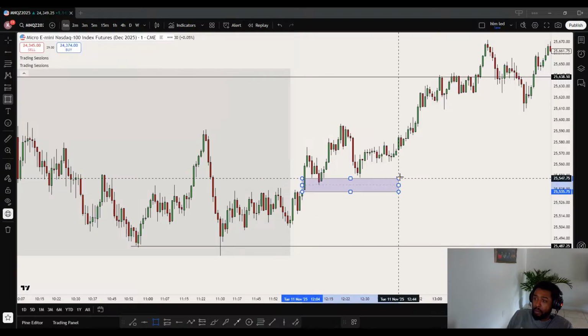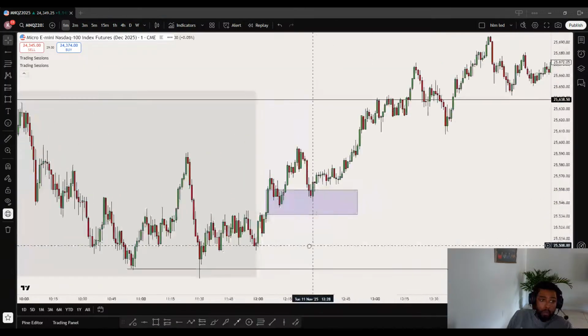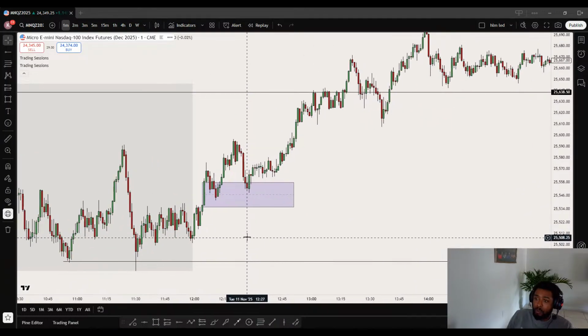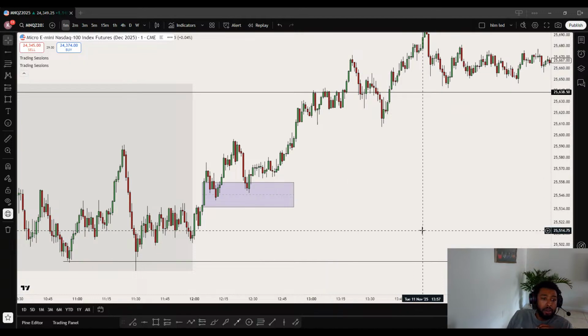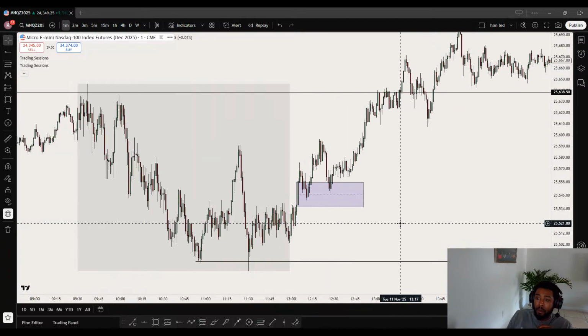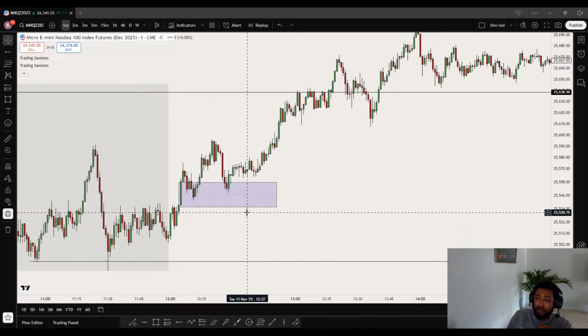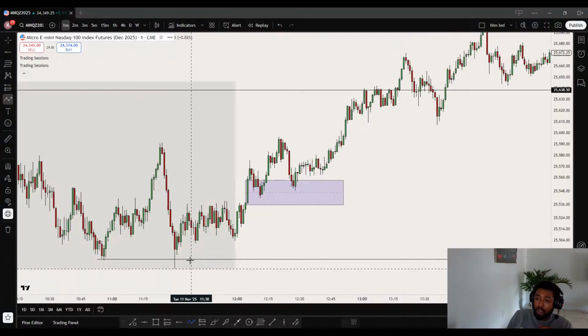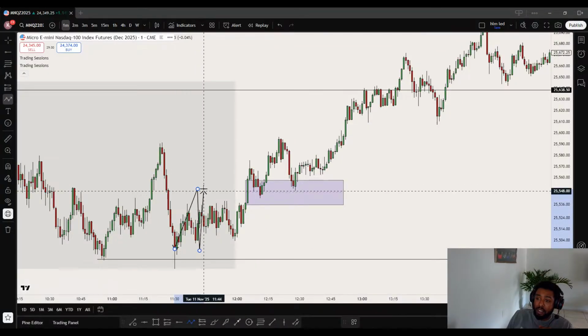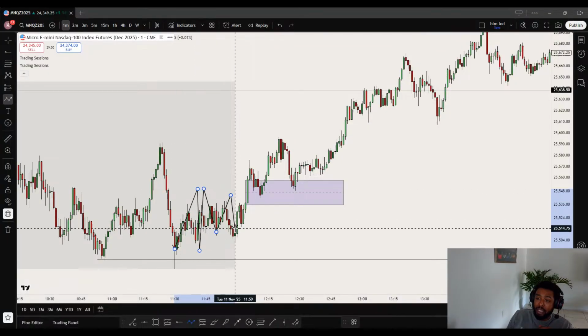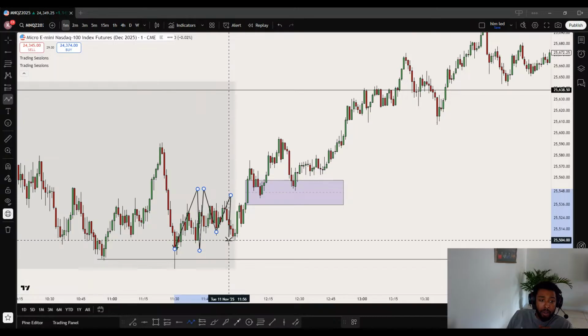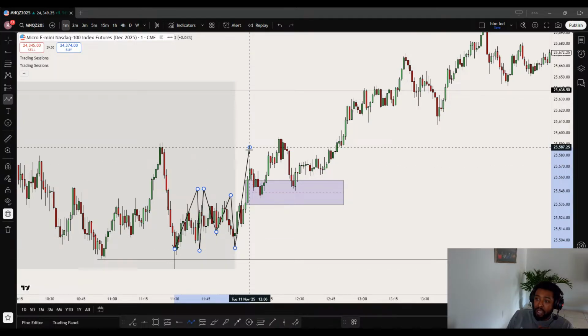Once we displace higher, look what we do. We create a fair value gap. And look what we do. Respect it and just keep going higher. So we get a consolidation. It manipulates lower, sweeping out this low right here. This place is high. Then we get bullish order flow.